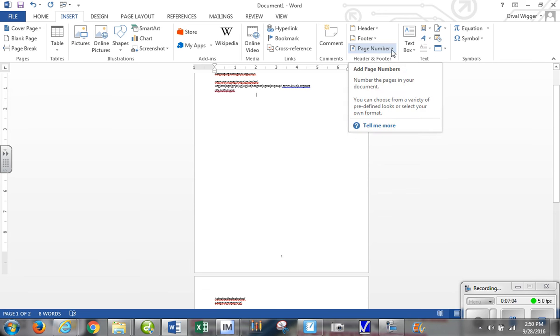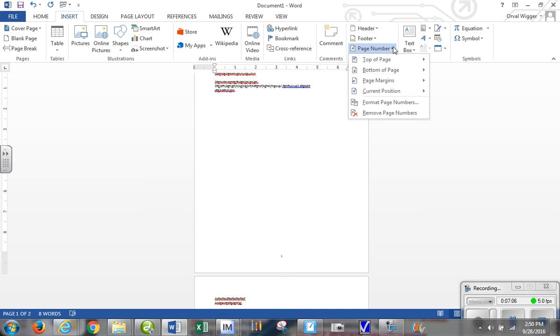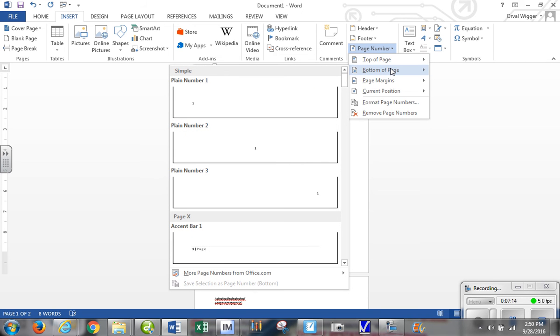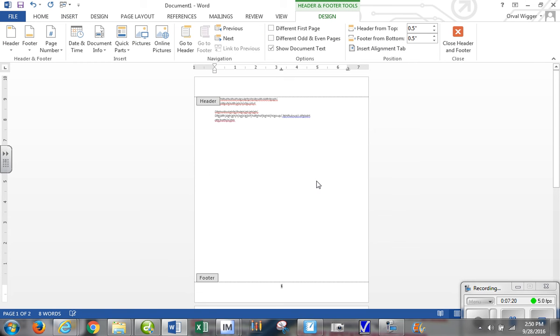Come on, page number. Let's go. There we go. You have to hit this little upside down triangle. And then I like them on the bottom of the page in the center. So I'm going to go over here and click that box, and now I've got page numbers. See where my page 1 is? And you see it says footer here?